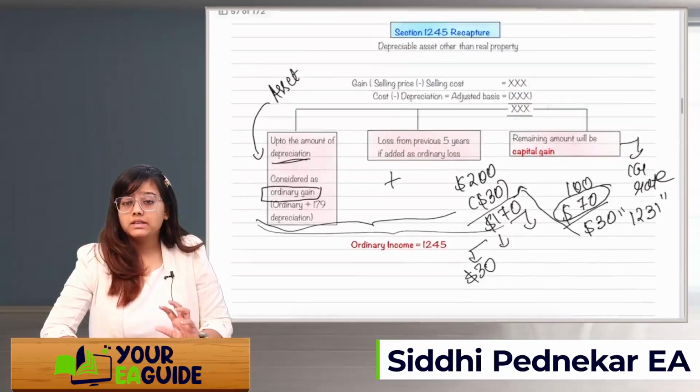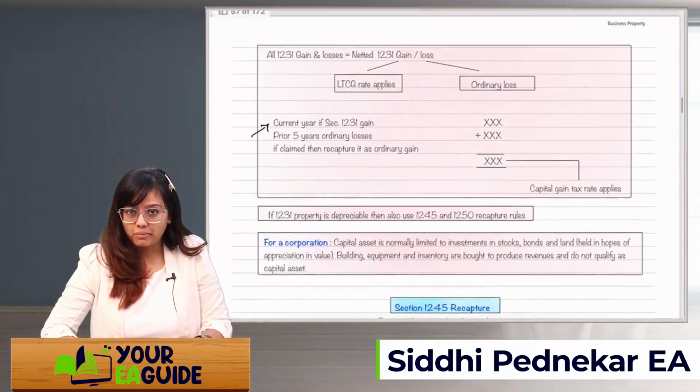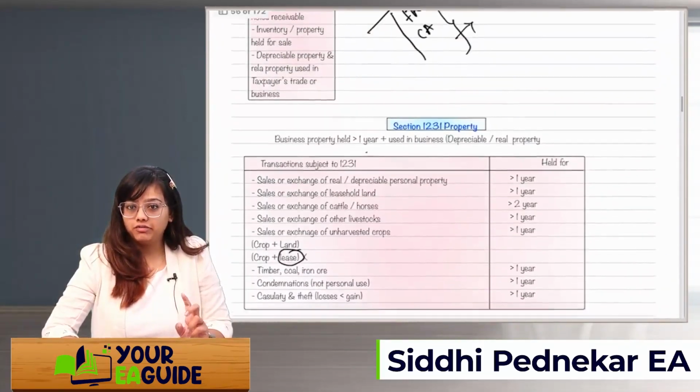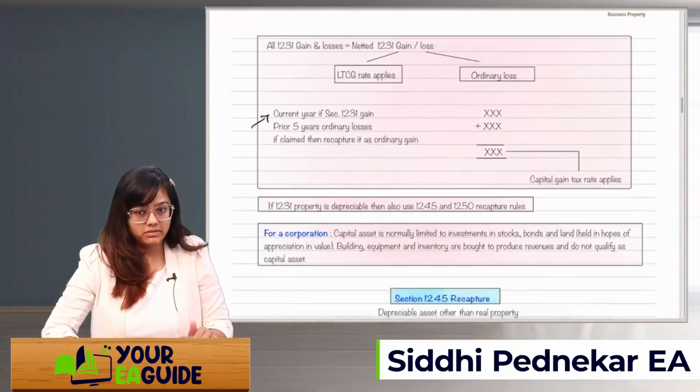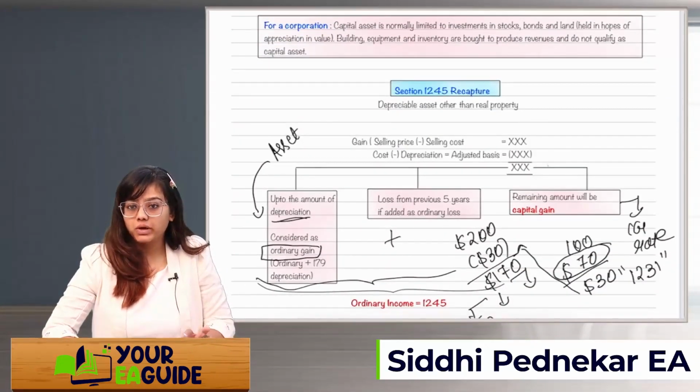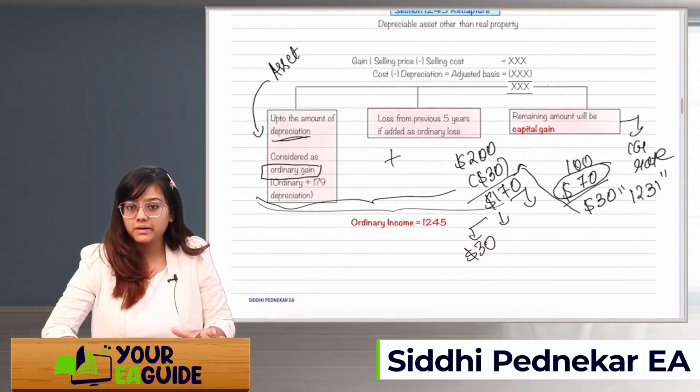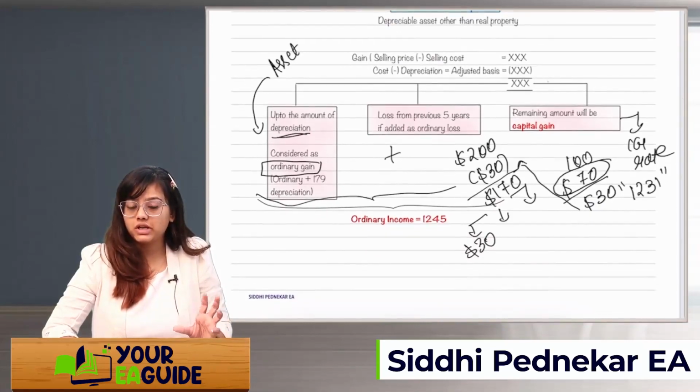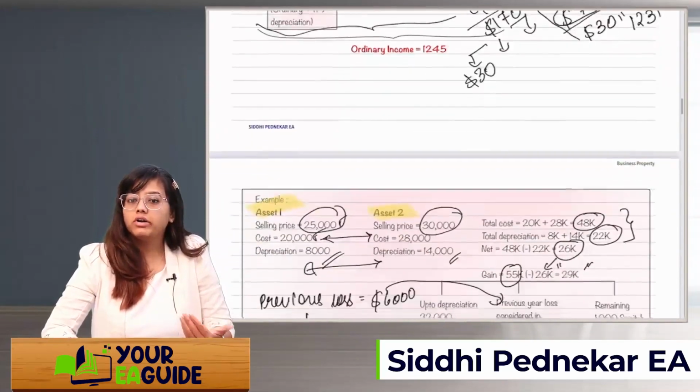All right, this was about 1245 property. We did 1231 as well. 1231 is apart from the depreciable fixed asset, current asset. 1245 is anything which is movable, meaning apart from real estate, up to the amount of depreciation, and whatever loss we have previously recognized will be considered as ordinary income.